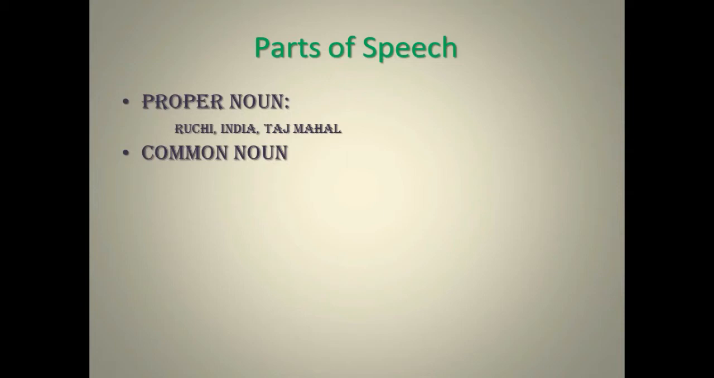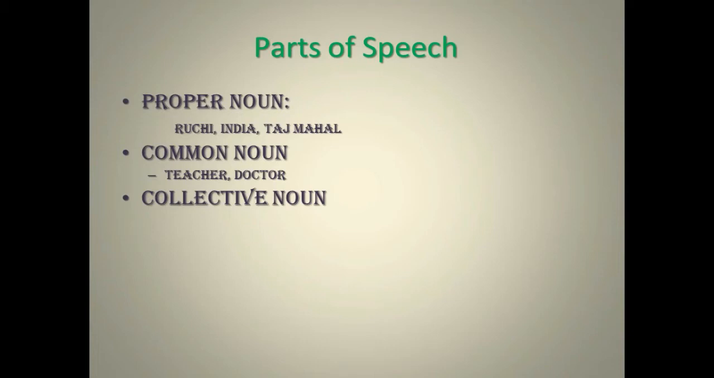Then common noun. Common nouns are the names shared commonly by everything of the same class or kind. In other words, common nouns do not name a particular person, place, or thing. Instead, they name a group, like teacher, doctors, books, plumber. Not one particular person, but the group of people who teach are known as teachers. So these are examples of common nouns.